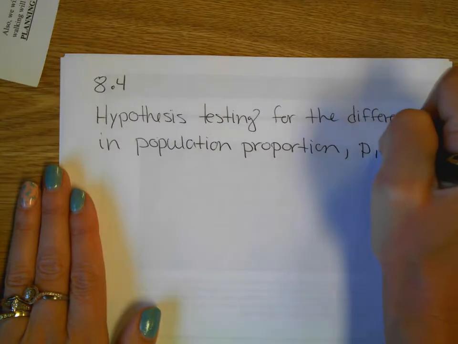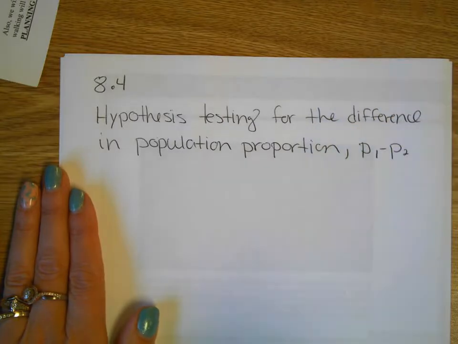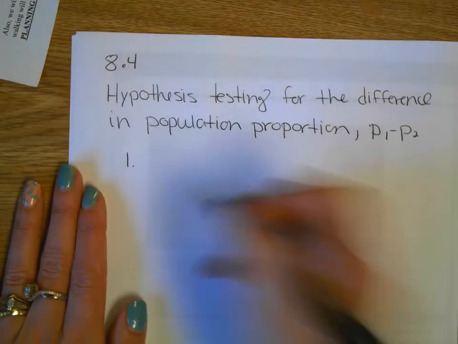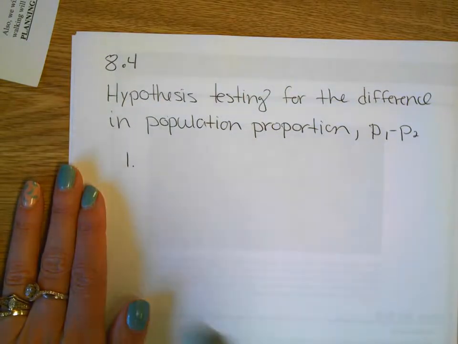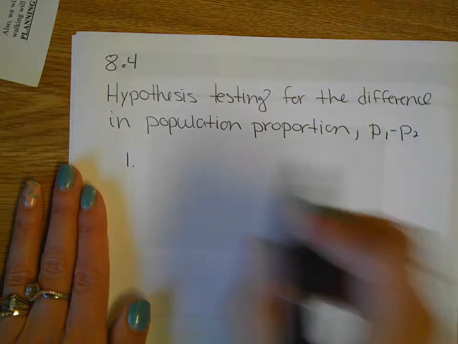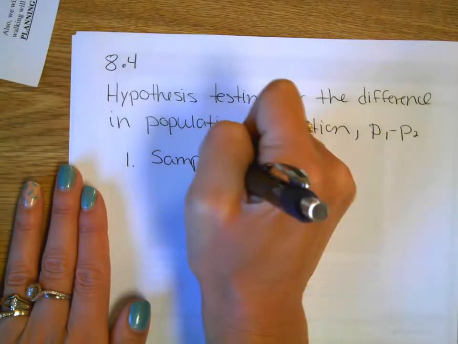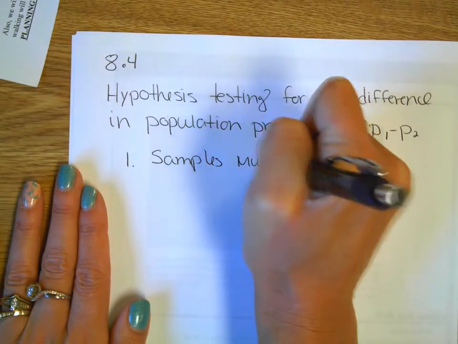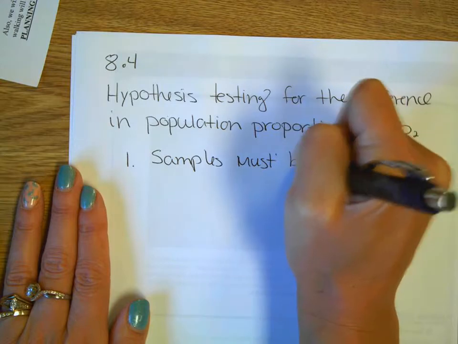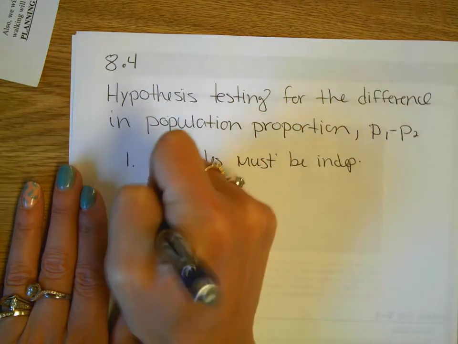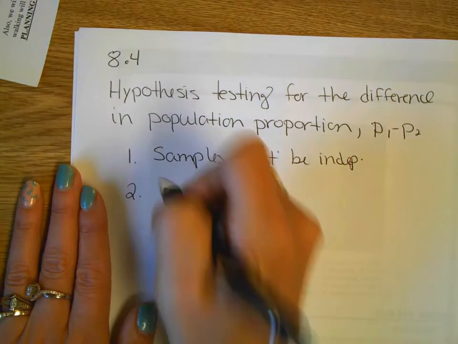So I should say P1 minus P2, difference. We're testing the difference in the 2 samples. So first of all, the samples must be independent, so there's no overlap. You can't have the same person in the first sample and the second sample. So samples must be independent. And they have to be large enough to be normal.